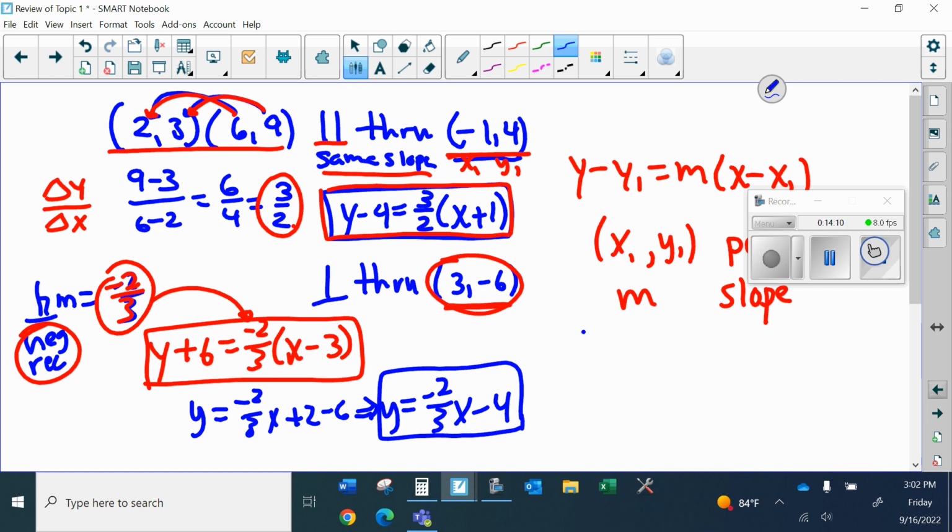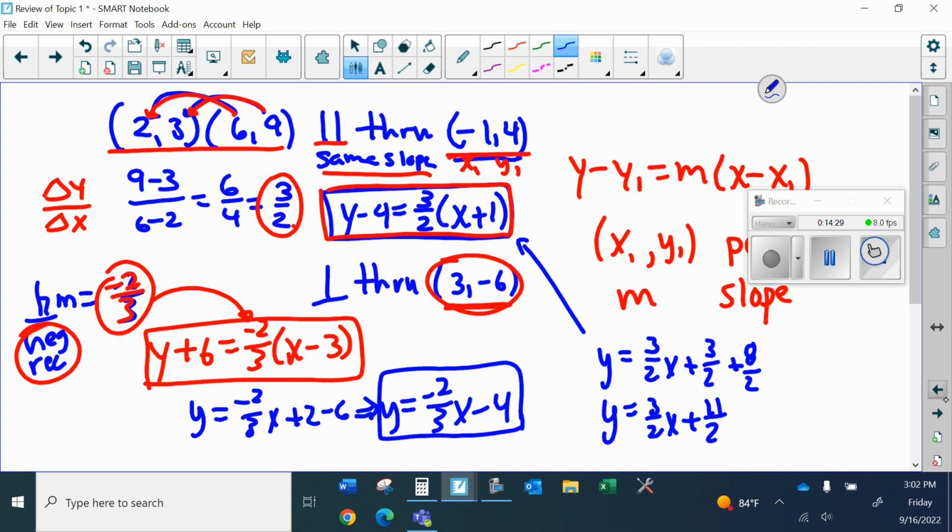If I did that same one for this right here, okay, I have y equals 3/2 x plus 3/2, and then I'm adding 4, and 4 is 8/2 because 4 times 2 is 8. So now combine like terms, I get y equals 3/2 x plus 11/2. And there's my equation in slope-intercept form from point-slope form.